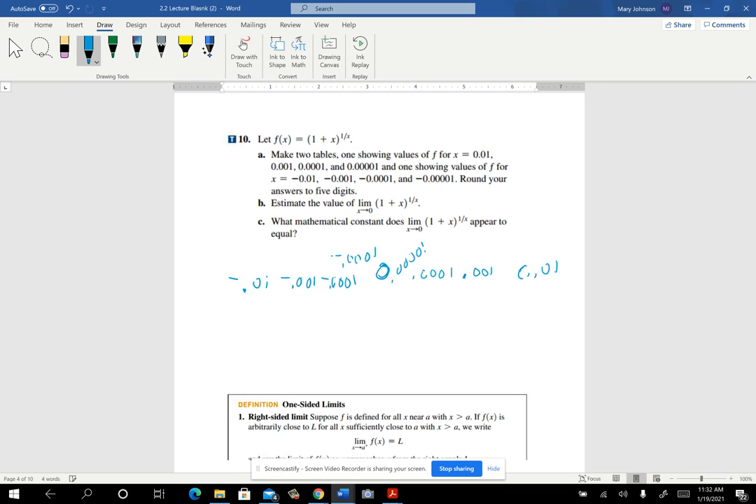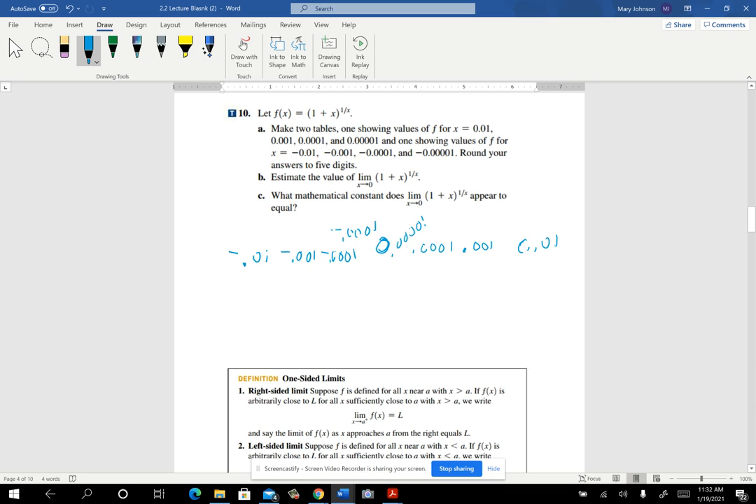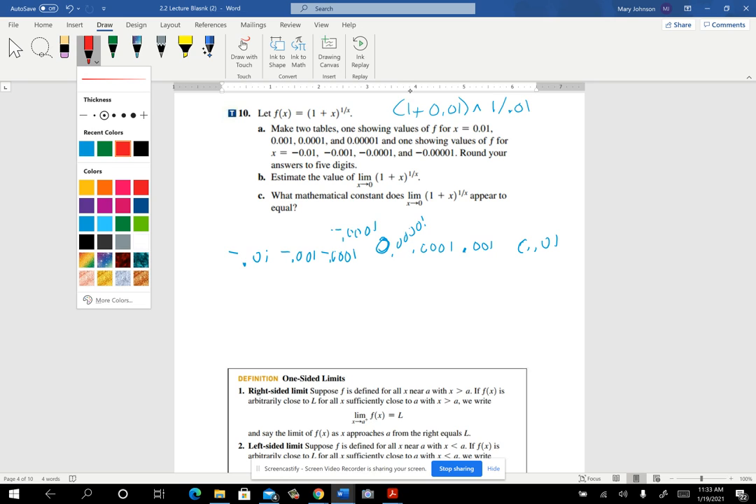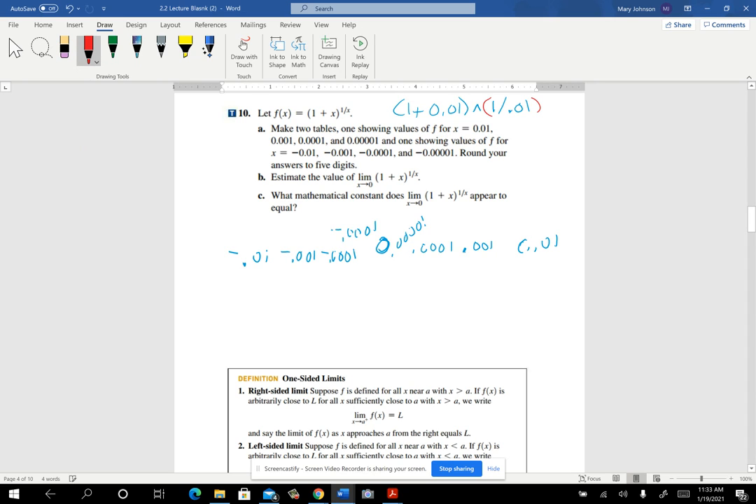All right, so what you do is you go in and you calculate those. So let's type that in. And on this one, the care you need to take is when you put in, say you're doing the 0.01 and then raising it to the 1 over 0.01, that doesn't really say that. You need to have this extra set of parentheses right here. So you can type in that.